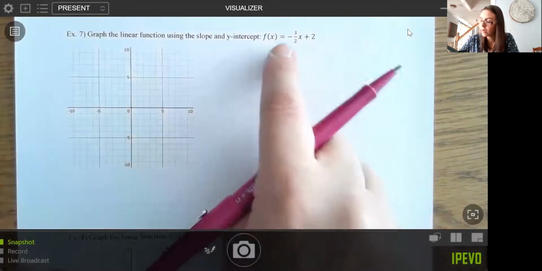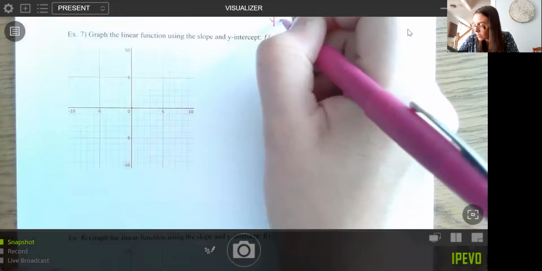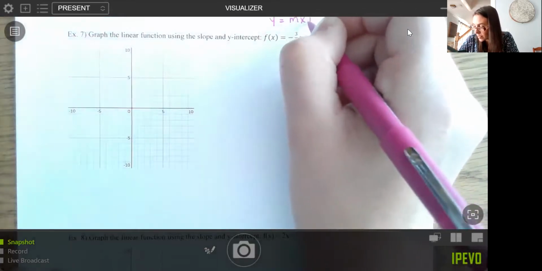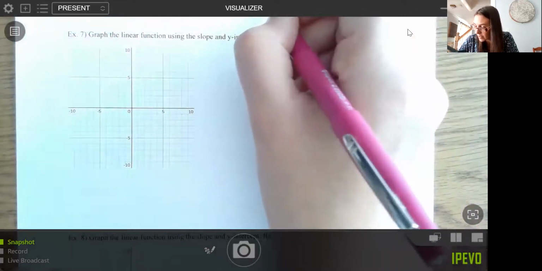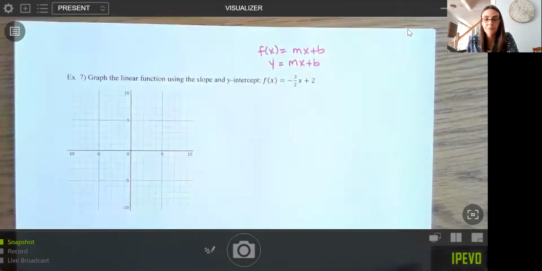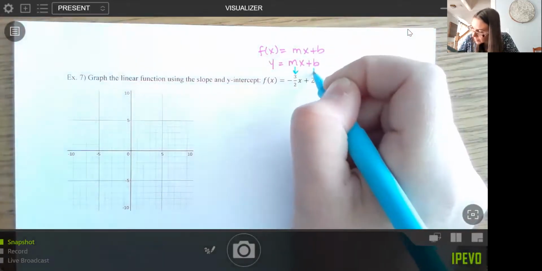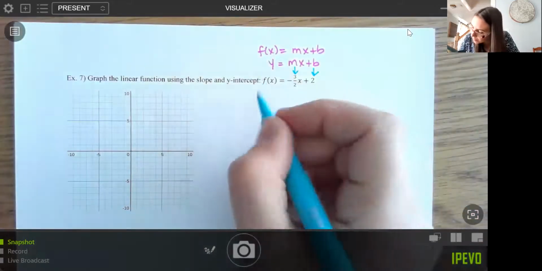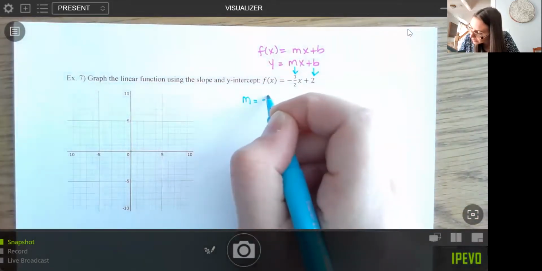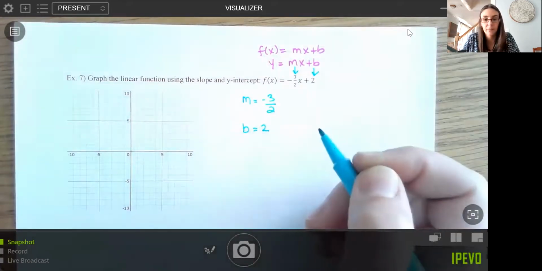Notice that we're in the correct form. Now we're using function notation here, but f is the same thing as y. So you're still in that y equals mx plus b form, or you can write f of x equals mx plus b. It doesn't matter. Both are interchangeable. So I can pick out my values, right? Here is my m, here is my b. So my m here is -3/2, and my b is going to be 2.